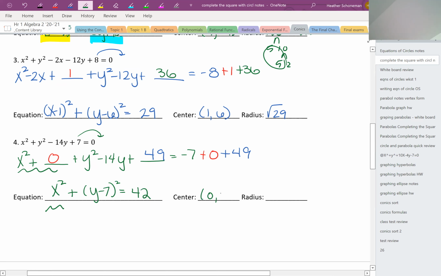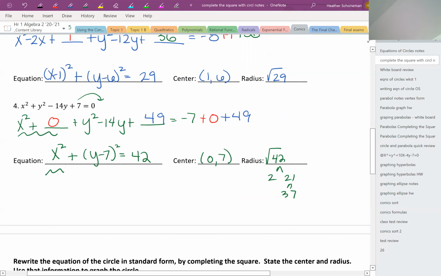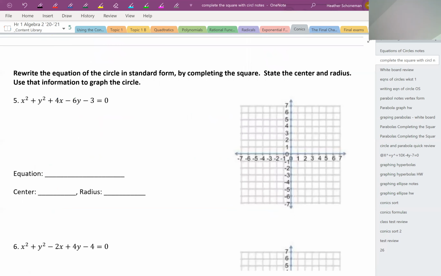So my center is 0, 7. The radius is the square root of 42. So this is 2 and 21, 3 and 7. So it does break down. So there's no pairs.